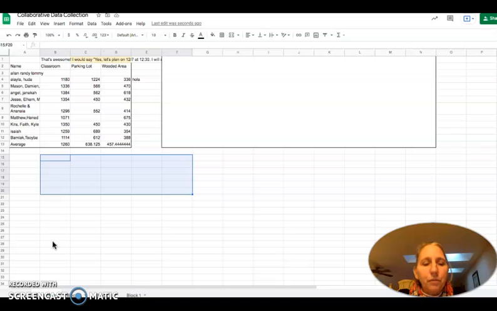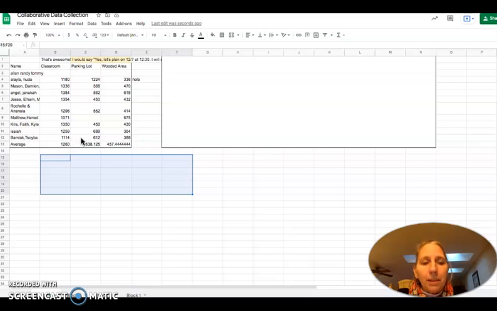These are the results from Block 4 data collection. Inside the classroom, these are their data points for carbon dioxide levels. In the parking lot, here they are, and in the wooded area, here they are. In science, we want to collect as many data points as possible, and then we calculate the average, which I've done here in the bottom row, and we graph the average.